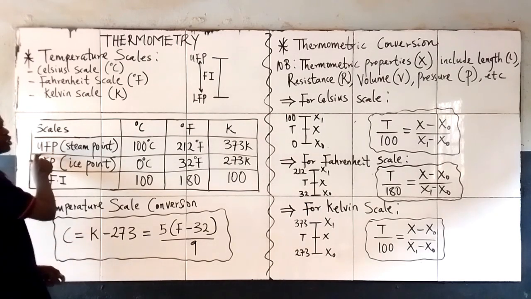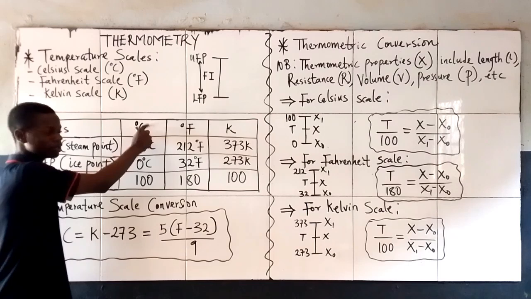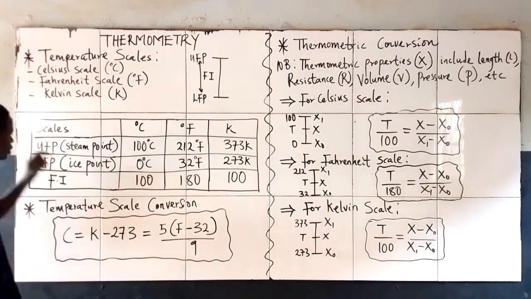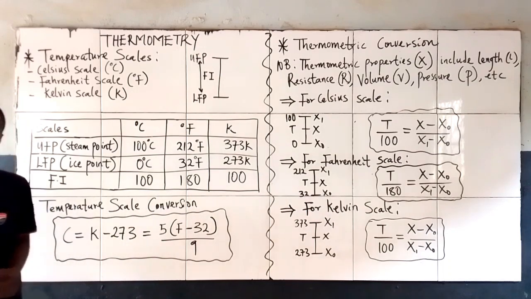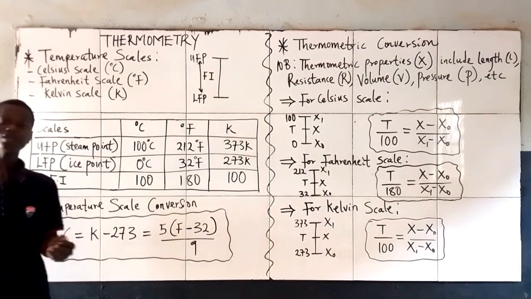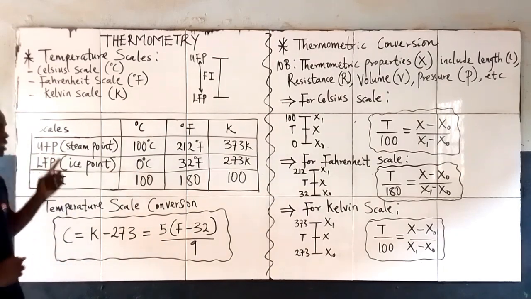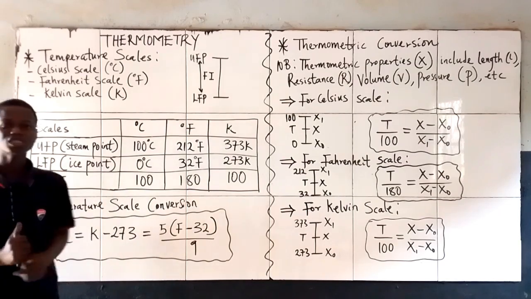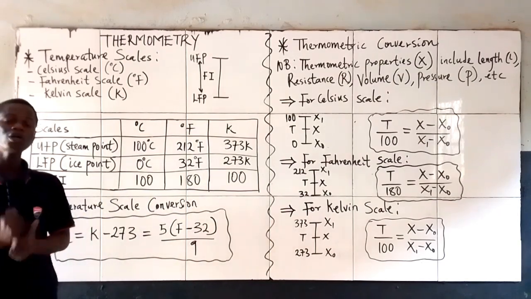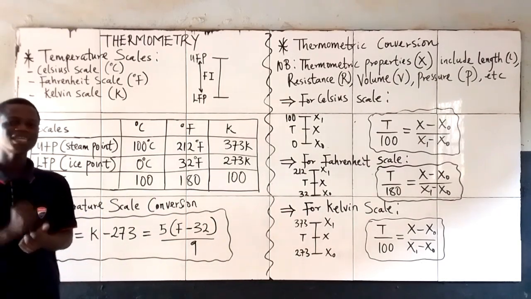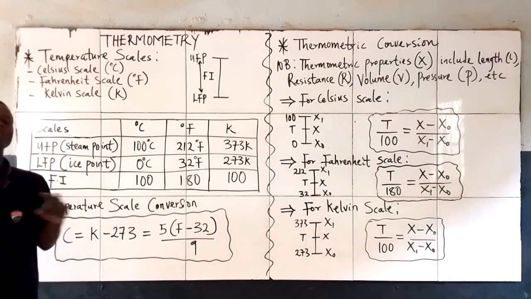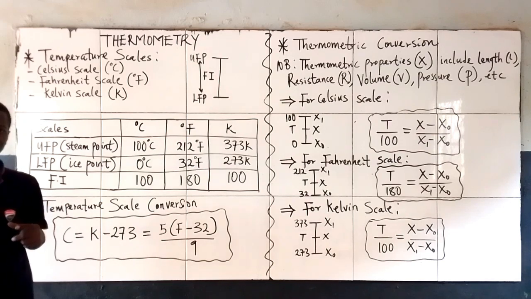The upper fixed point of a Celsius scale is 100 degrees Celsius. Now take note, how do they get the upper fixed point? And how do they get the lower fixed point? And how do they also get the fundamental interval? Starting with the upper fixed point. The upper fixed point corresponds to what is called the steam point. And what does steam point stand for? It is the temperature at which water boils. Just trying to be basic. You can get a more standard definition from a textbook.